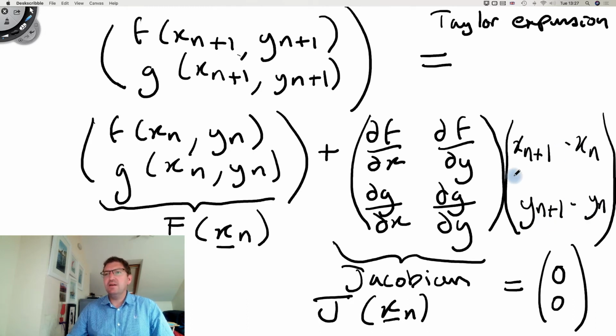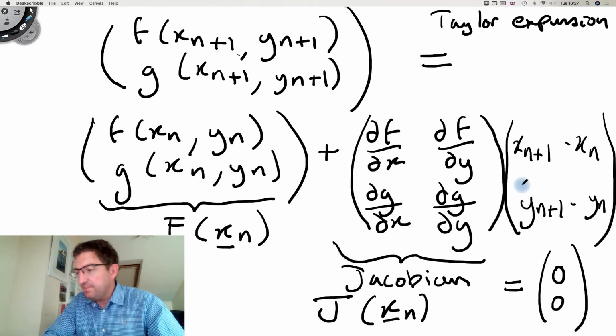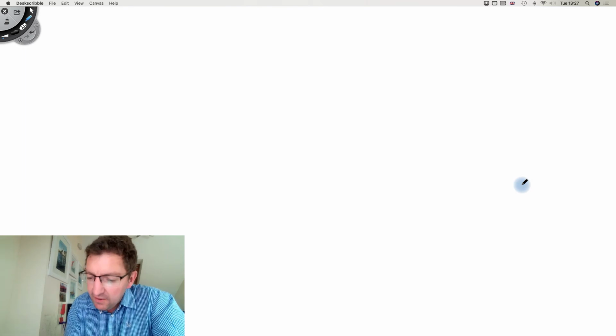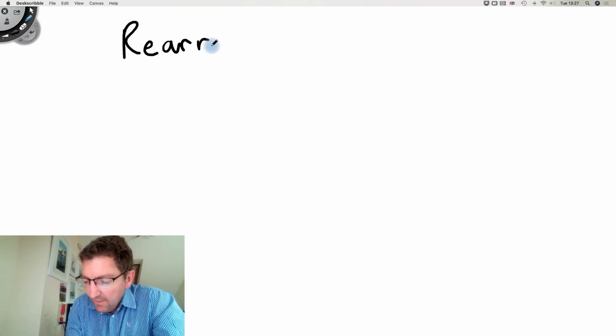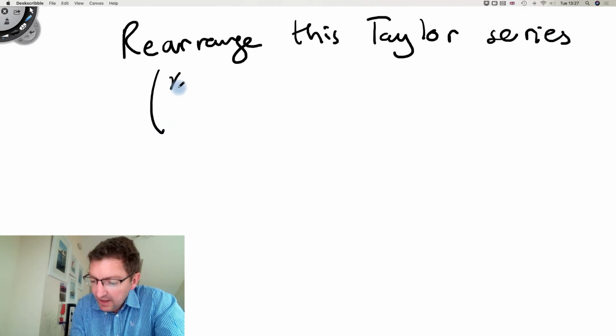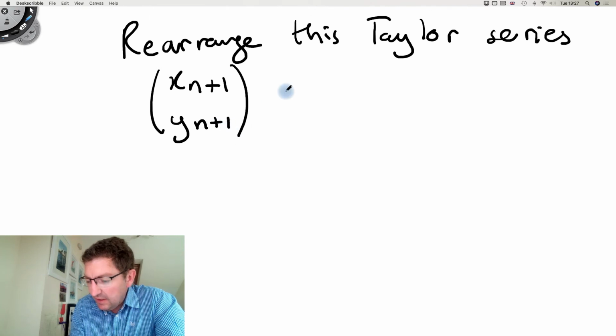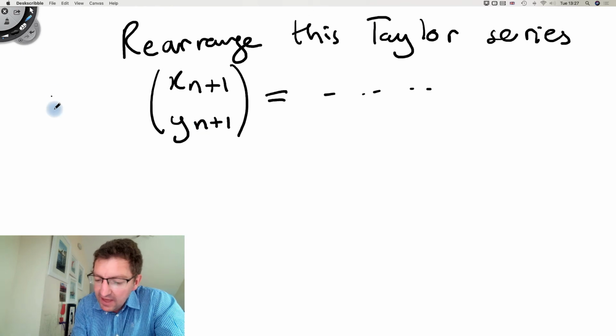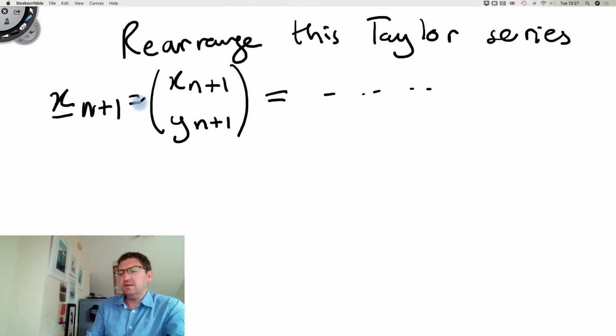So we need to rearrange this Taylor series. So we have xn plus 1, yn plus 1 equals something. Of course, the shorthand for xn plus 1 and yn plus 1 now is x vector n plus 1.